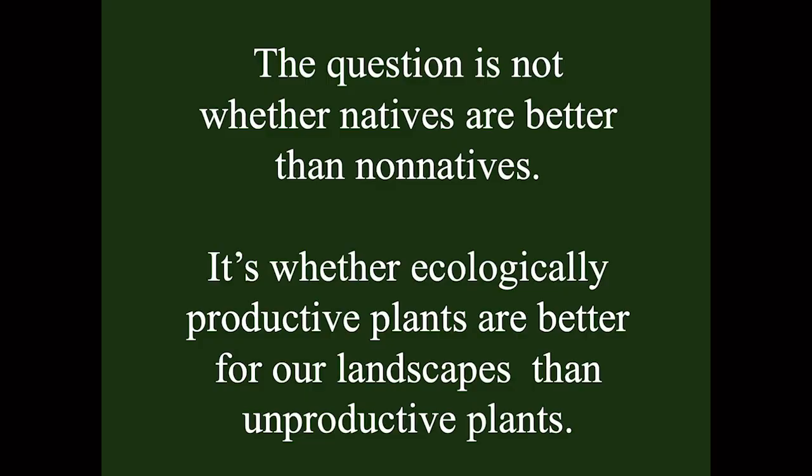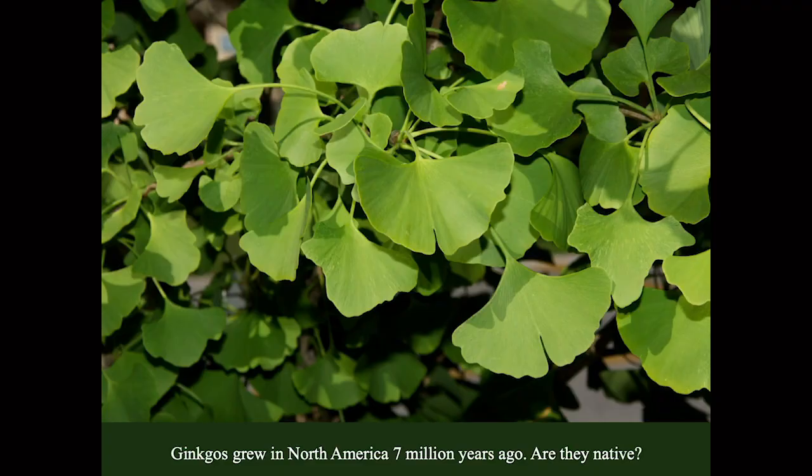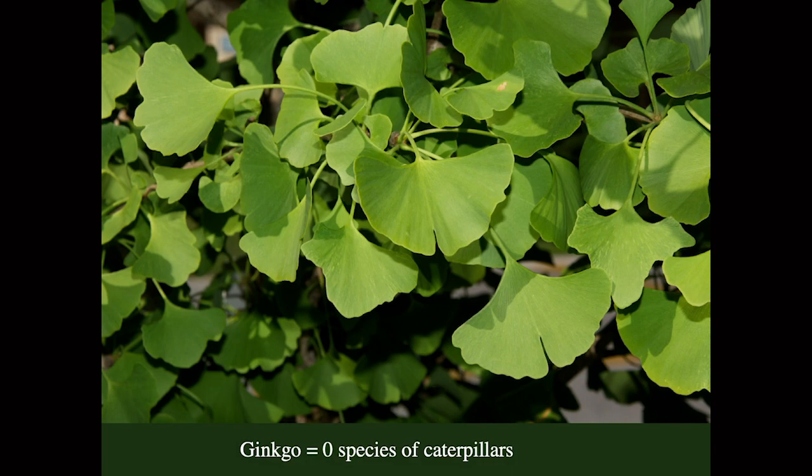So the question now, because we're recognizing that some native plants are so much better than other native plants, is not whether natives are better than non-natives, it's whether ecologically productive plants are more desirable in our landscapes than ecologically unproductive plants. That's what we have to think about. For example, I get emails all the time reminding me that ginkgos were in North America. Right now it's a plant from Asia. They grew in North America 7 million years ago. Therefore, they're native. I don't care if they're growing on the moon. Ginkgos produce zero caterpillars, which means they're not supporting food webs. So if we talk about productivity, we don't have to argue about what's native and what's not native.